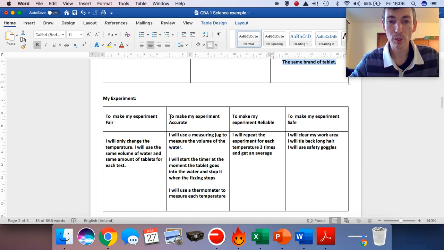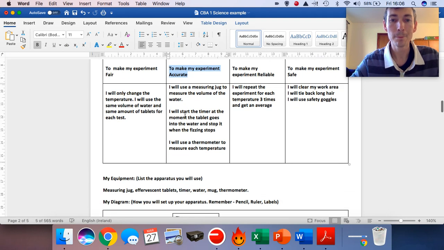To make my experiment accurate, and again, lots of people getting confused here, this is how you're measuring. How are you measuring as accurately as possible? I will use a measuring jug to measure the volume of water. Otherwise, I don't really know how much water I have. I will start a timer at the moment the tablet goes into the water and stop it when the fizzing stops. So I've outlined exactly how I'm going to take the time.